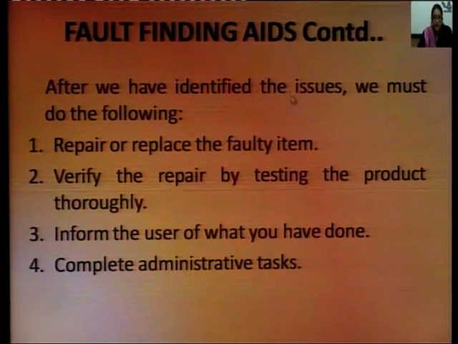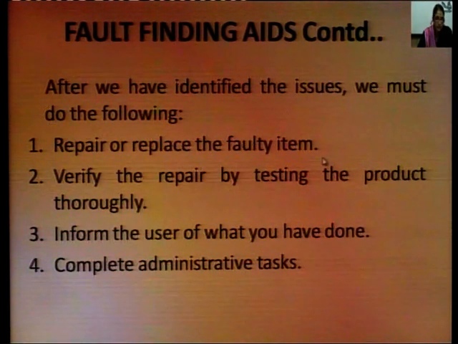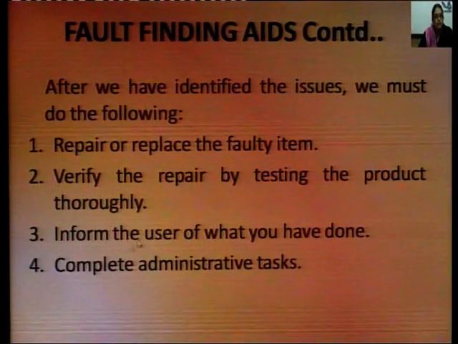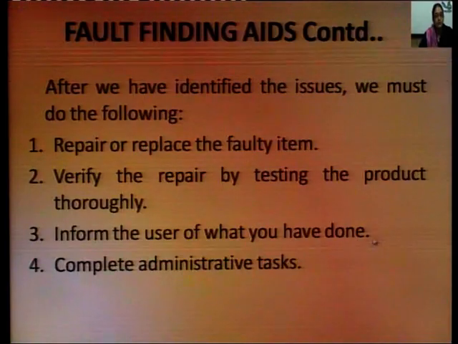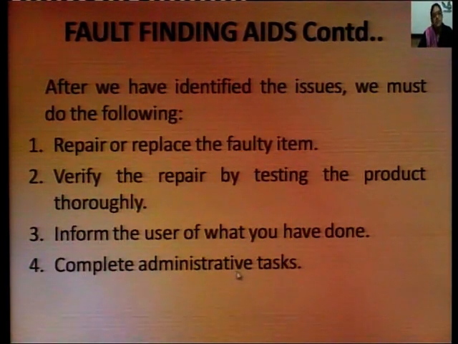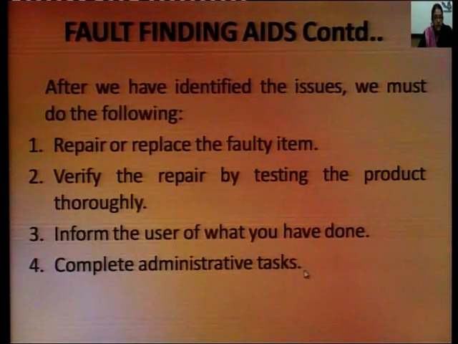After we have identified the issues, we must do the following steps. Then is to repair or to replace the faulty item. Verify the repair by testing the product thoroughly, to inform the user of what you have done to repair the system, and then to complete every administrative task related to the issues that you have identified.